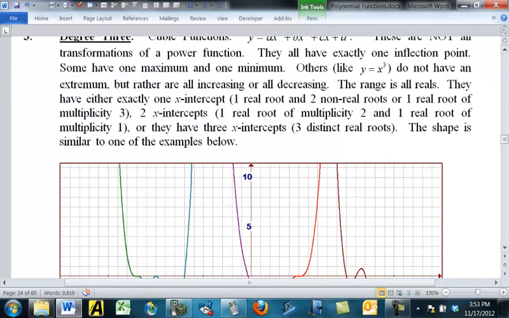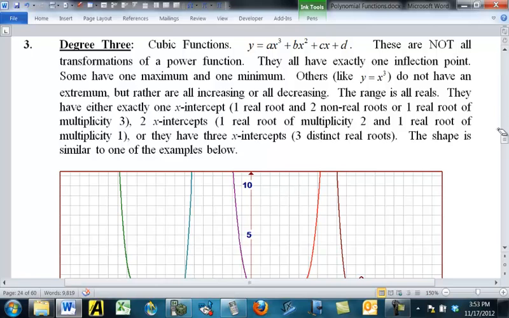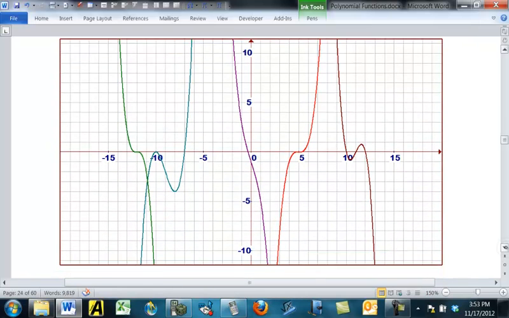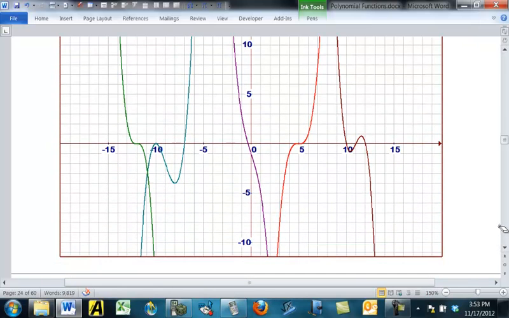Now things start to get a little bit more interesting when we go to cubic functions, y equals ax cubed plus bx squared plus cx plus d. These are not all transformations of a power function. They all have exactly one inflection point, and in some cases, like the transformed x cubed right here, this red one, that inflection point also has a horizontal tangent line, and so it changes from concave down to concave up. That's a root of multiplicity 3.